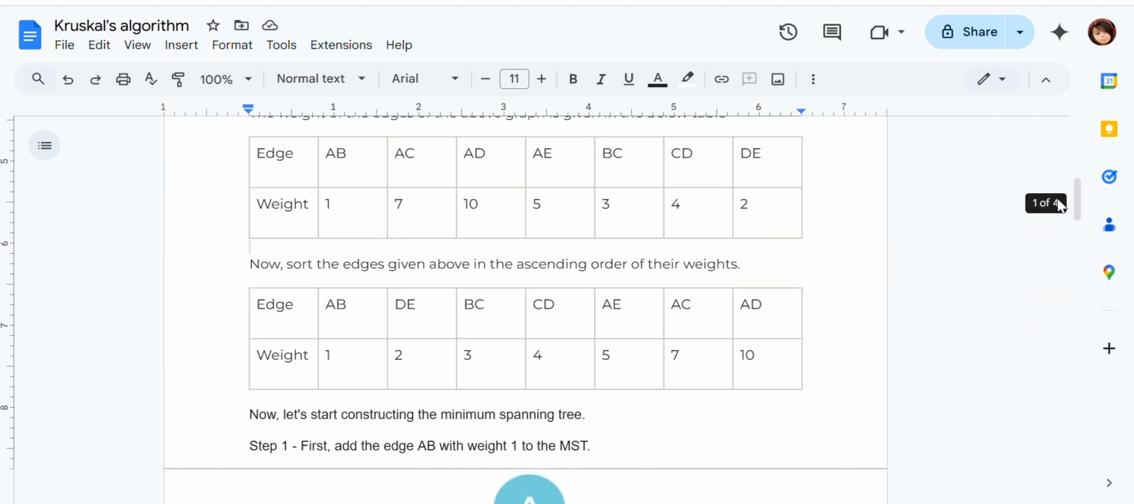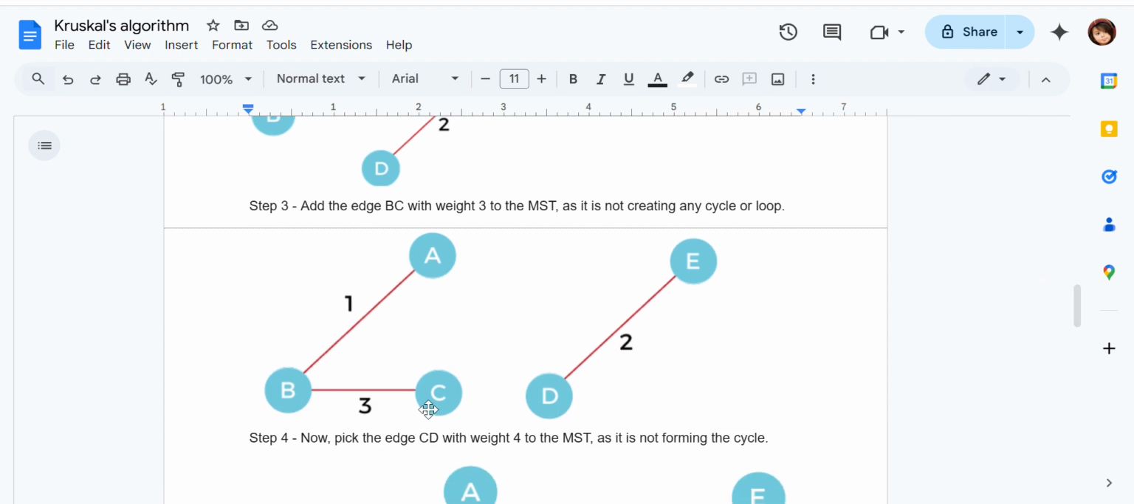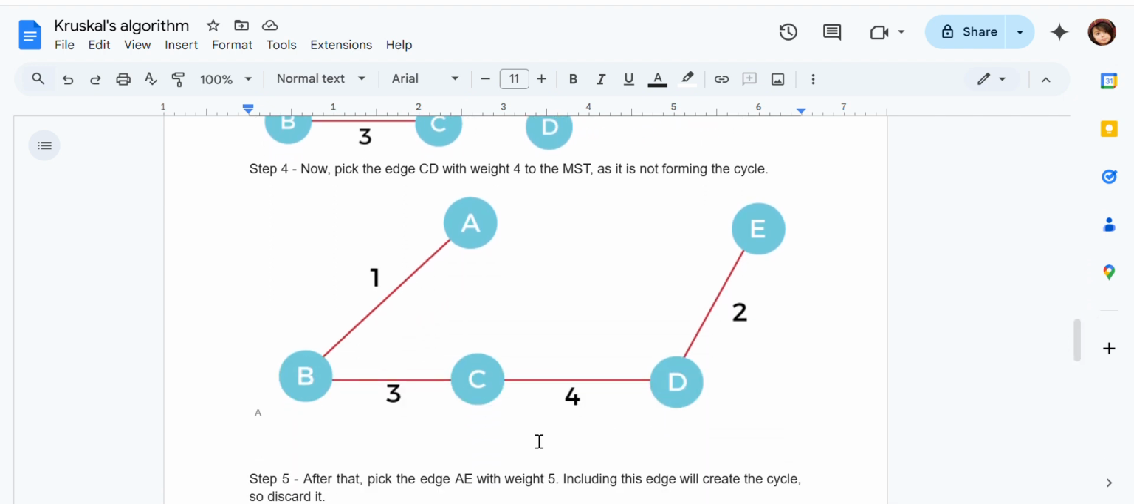Now we have to pick CD with a weight 4, and add it. We already have BC here, and we have DE, but there is no connection between C and D. So now we connect C and D with a weight 4. Now we got this kind of graph.